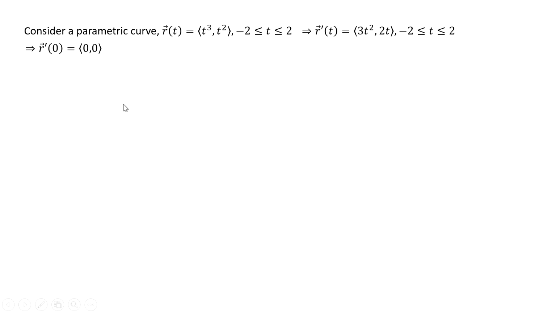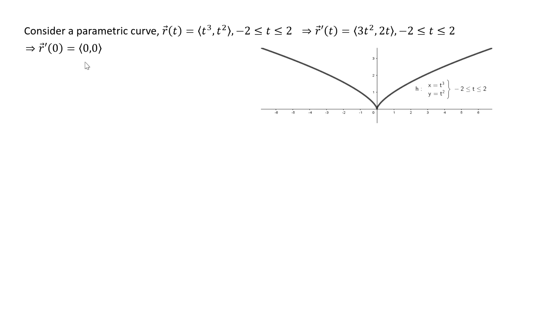So R prime of 0 is in fact equal to 0, the 0 vector. So what happens? I actually went ahead and drew this parametric curve. And sure enough, at t equal to 0, there is a cusp. See that sharp corner? And definitely, we can say that, nope, this parametric curve is not smooth at t equal to 0, which happens to coincide with x equal to 0, y equals 0. But the t value is the one which is 0.